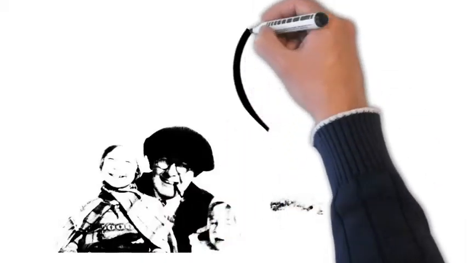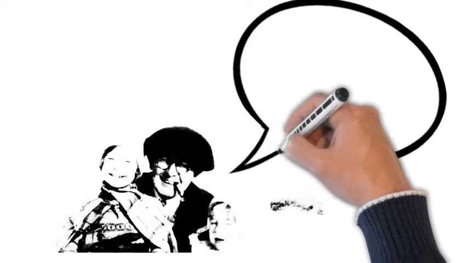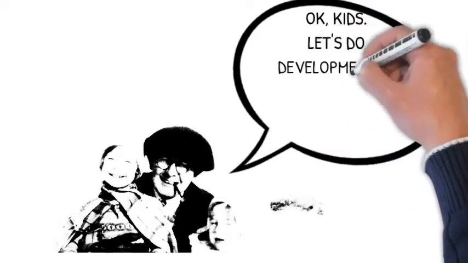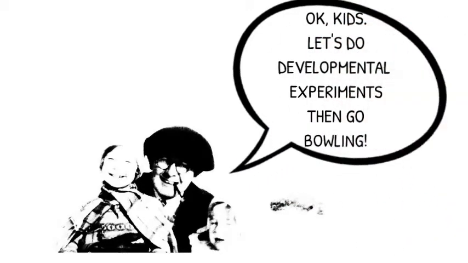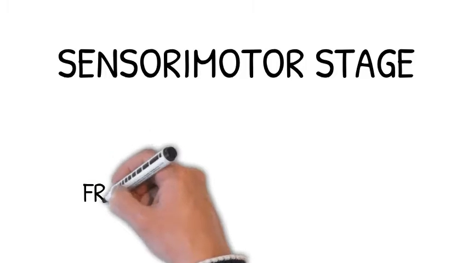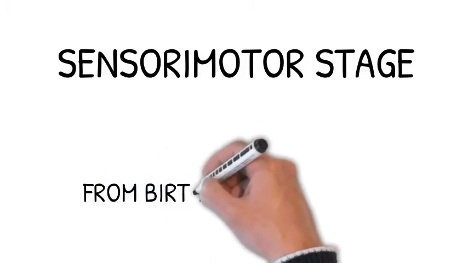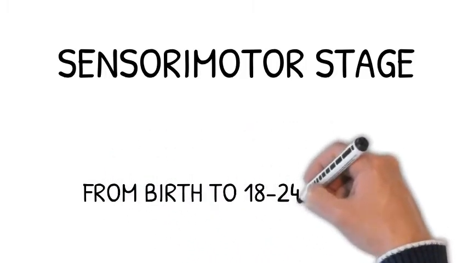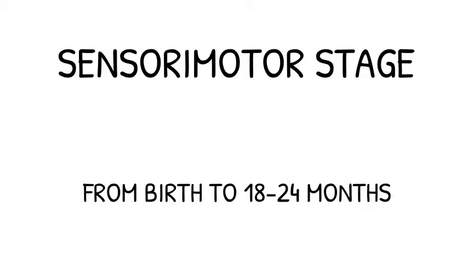For each developmental stage, Piaget designed an experiment to determine when the child had obtained the cognitive abilities required to move up to the next stage. The first stage for Jean Piaget, his cognitive theory, is the sensory motor stage, and it goes from birth until about age 18 to 24 months.